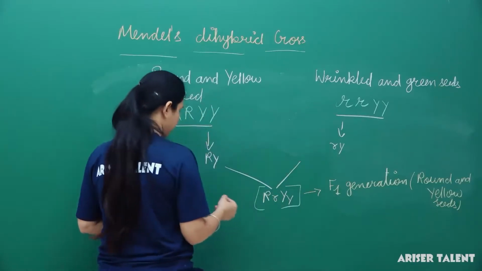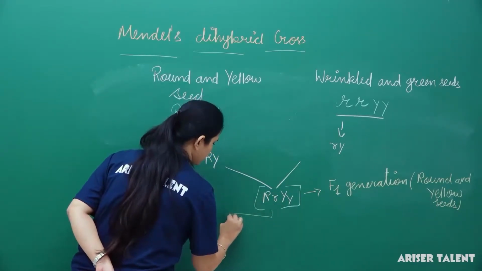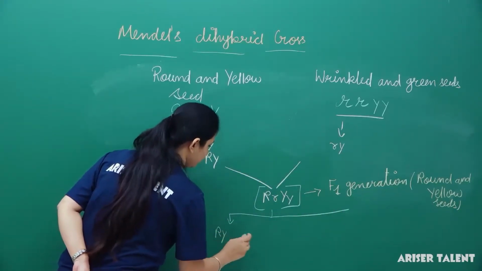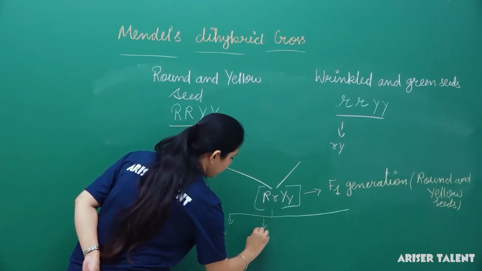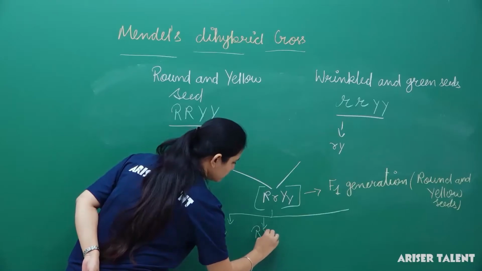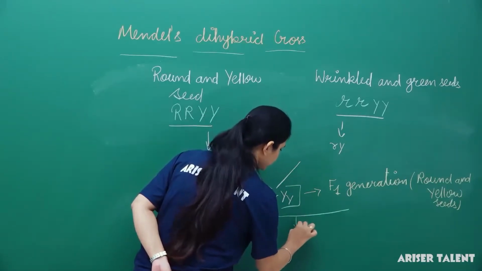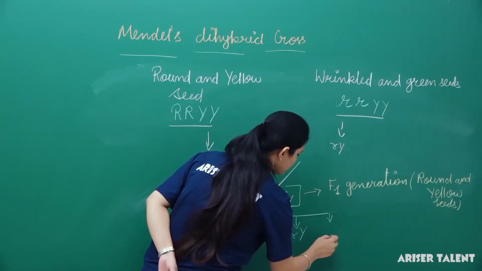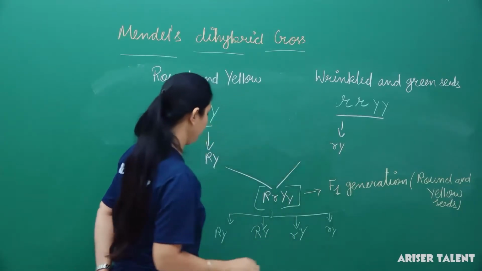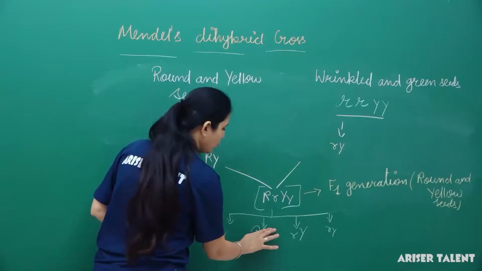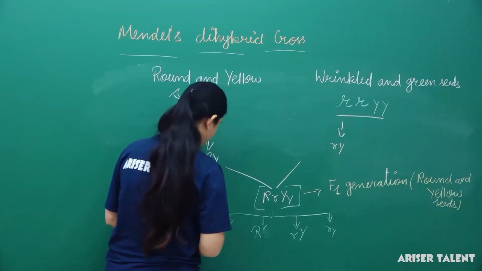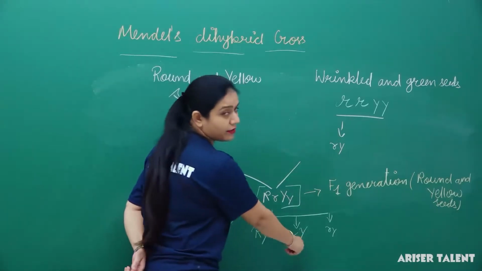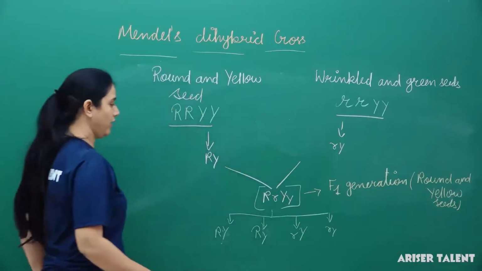Then when he took the gametes from this F1 generation, what were they? The gametes were RY, capital R, capital Y; again capital R, small y; then small r, capital Y; and the fourth one was small r, small y.